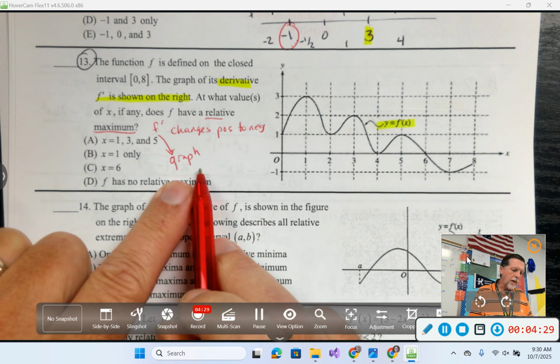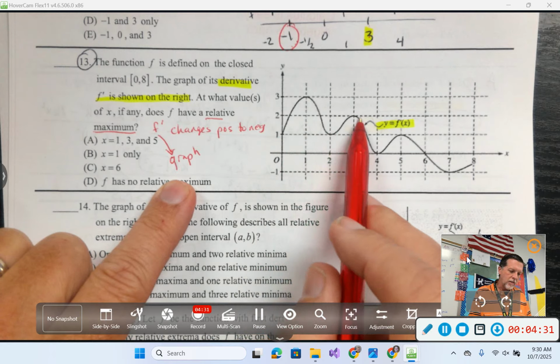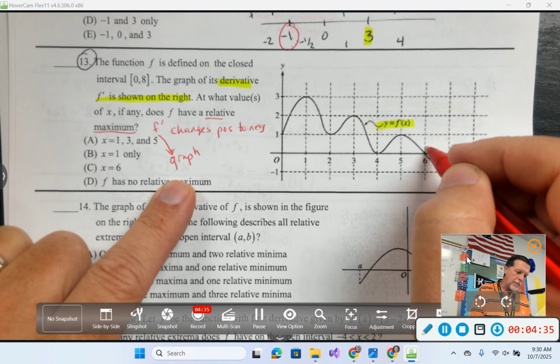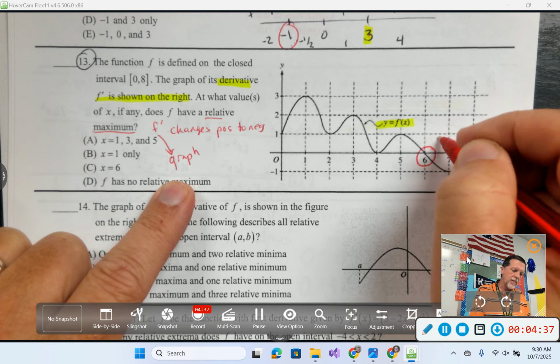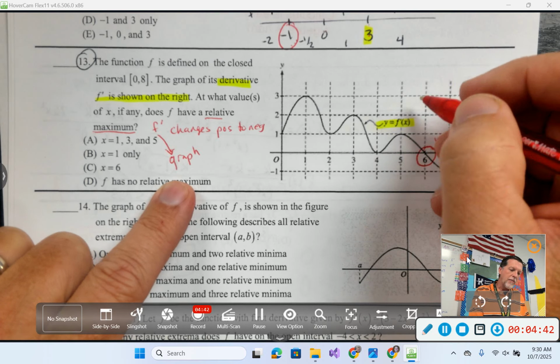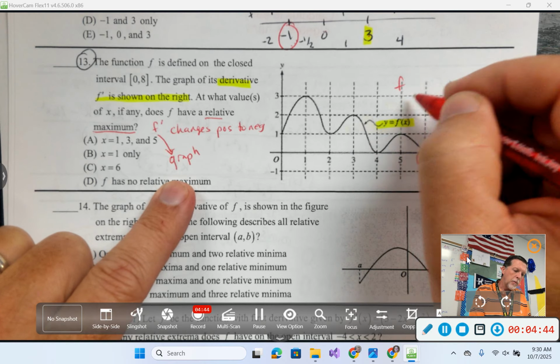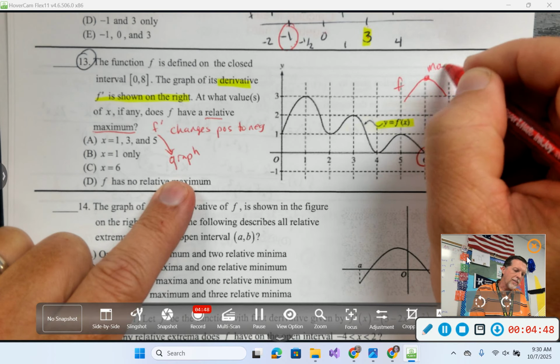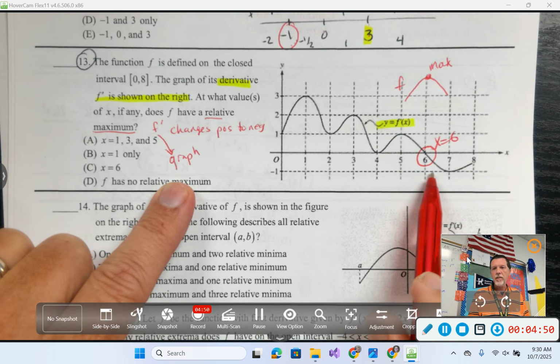I want to know where my graph changes from positive to negative. Not there, almost does. That only happens right there at 6. So when x equals 6, the graph of f went from increasing to decreasing. So there's a max at x equals 6.